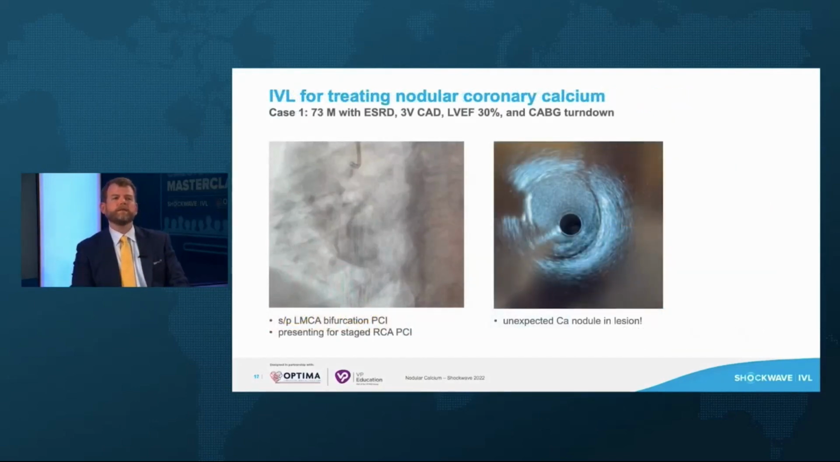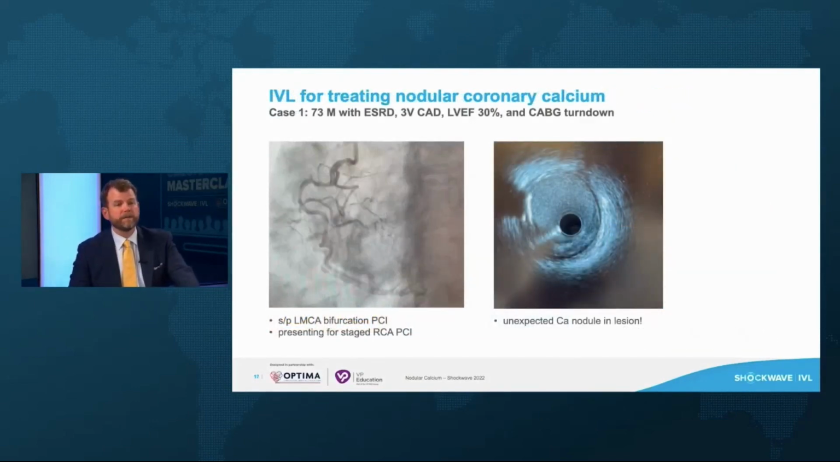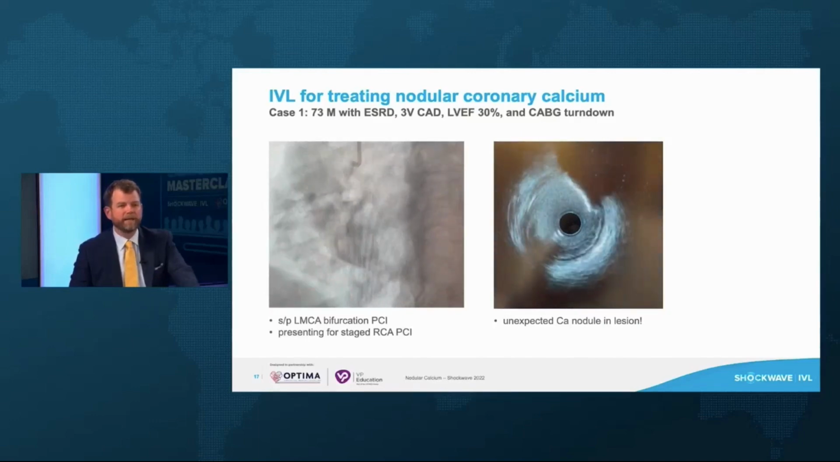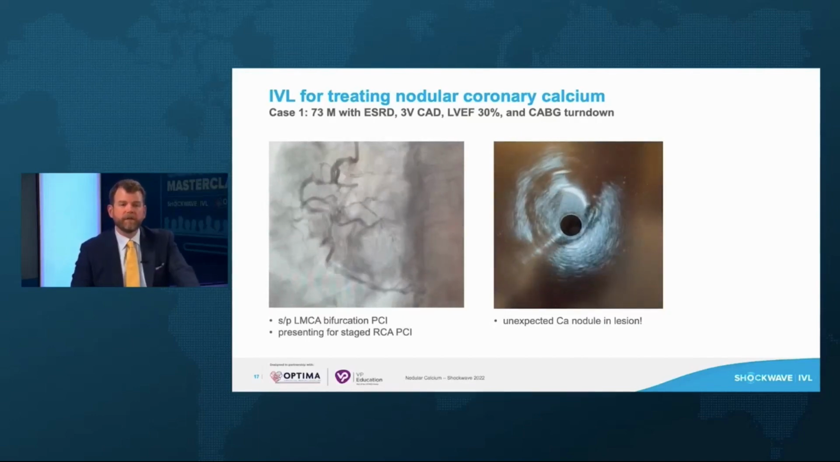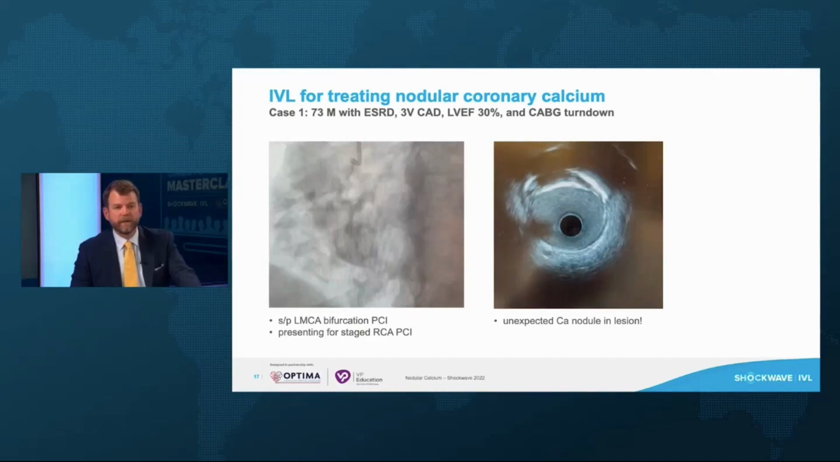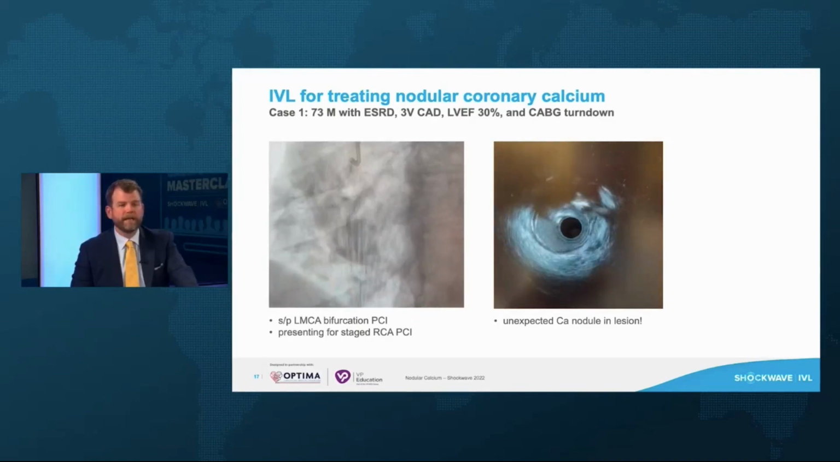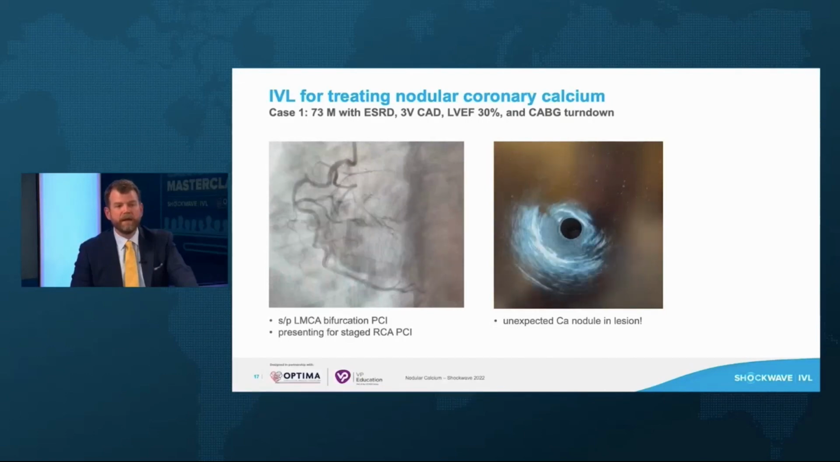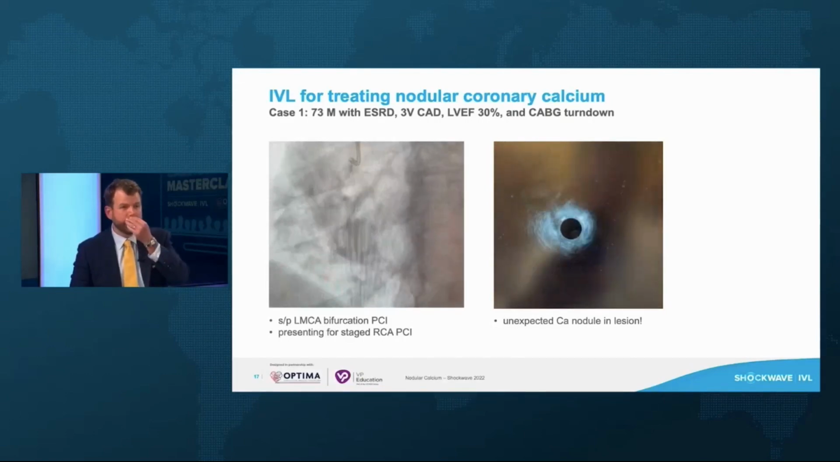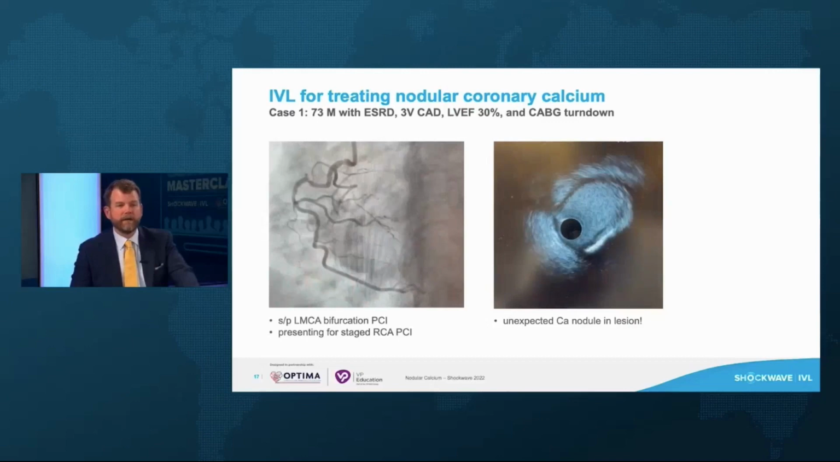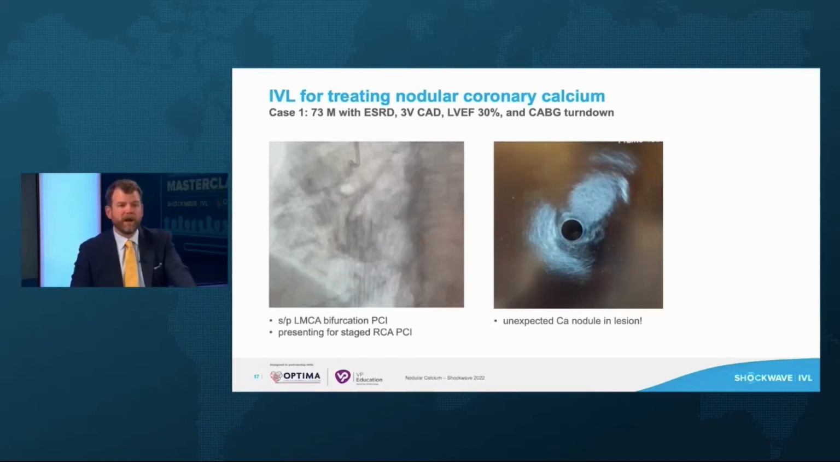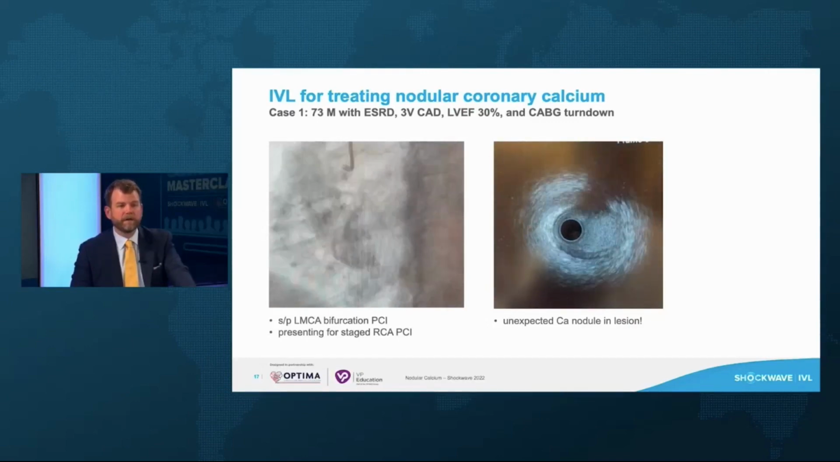So I wanted to show a few cases just to illustrate some of these principles during everyday practice. This is a 73-year-old gentleman with end-stage renal disease, so obviously he is set up for a lot of calcium. He recently came in with an acute coronary syndrome, was found to have a moderately depressed EF at 30%, and had 3-vessel coronary disease. He'd already undergone staged left main bifurcation stenting a couple of weeks prior and came back in for staged intervention of his RCA.